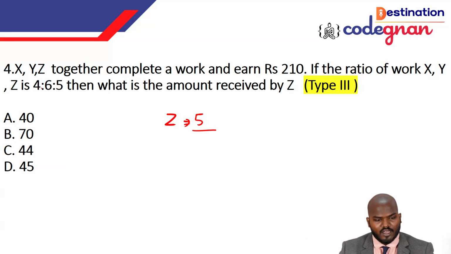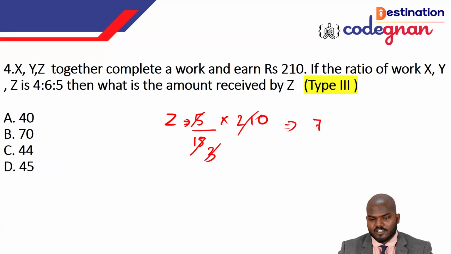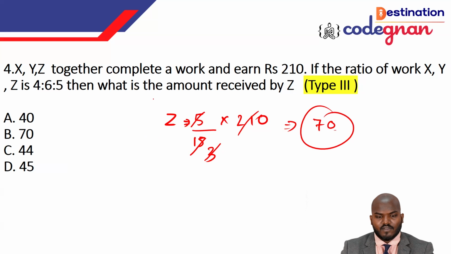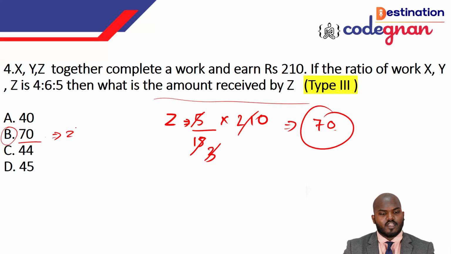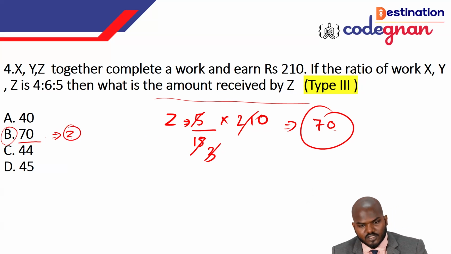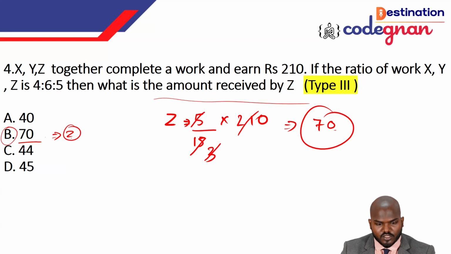5 by 10 plus 5, that is 15. So 210, you can call this 5 times 3. If you divide this value, we get 70. That is 70 is the amount earned by Z. Okay, option B is the correct answer in this one. It is a very simple question, but many people refuse to solve this one in the correct way. So please take it out.